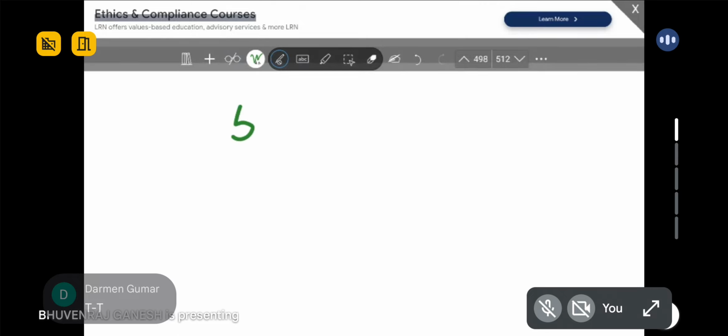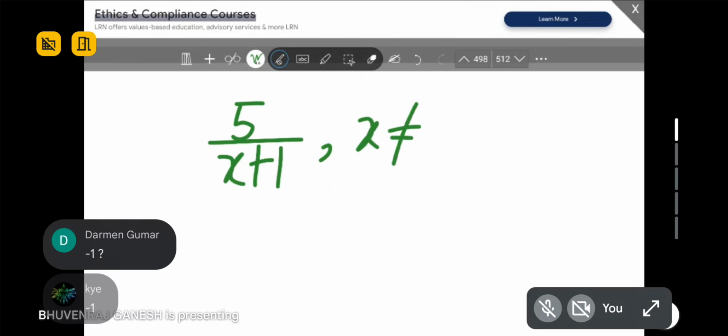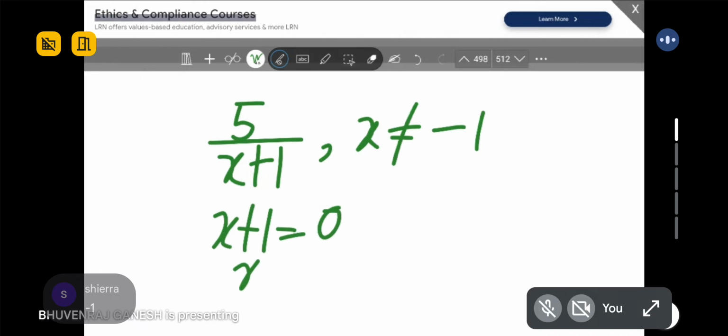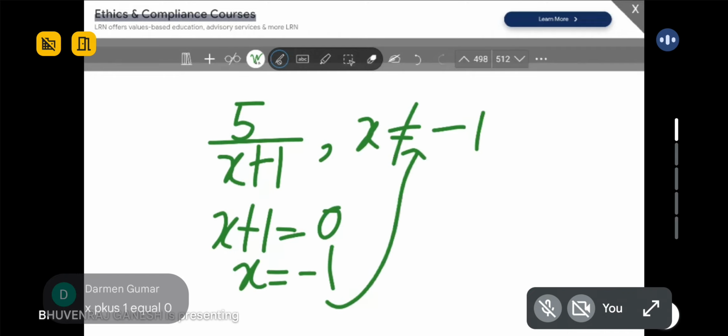Okay, wait. Let me focus on you first. Tell me, x not equal to what for this one? You go slow and steady. Yes, correct, right? -1. How did you get -1, guys? Macam mana dapat? x plus 1 equals 0, x equals -1. -1. Are you clear? Yes.